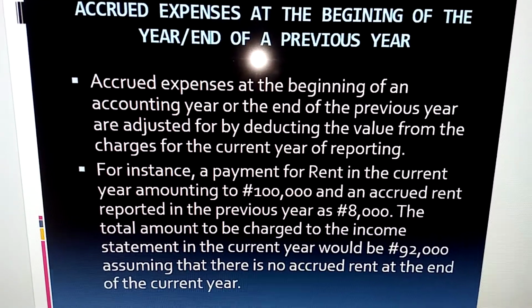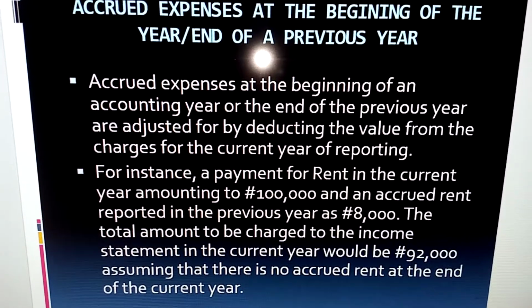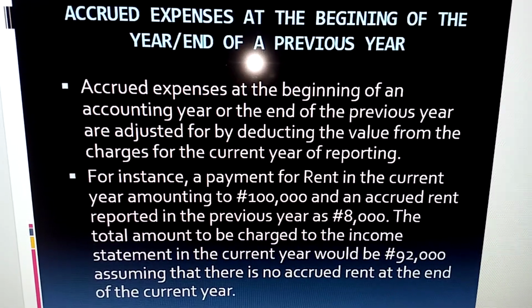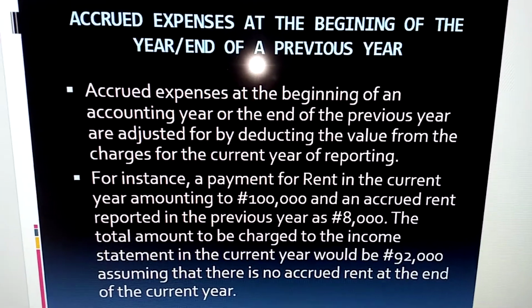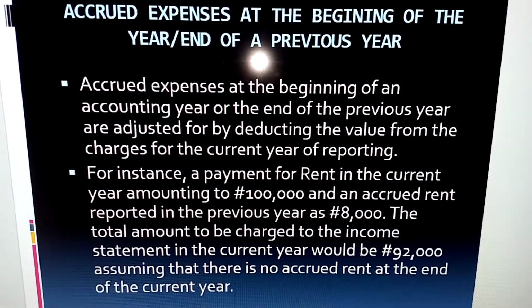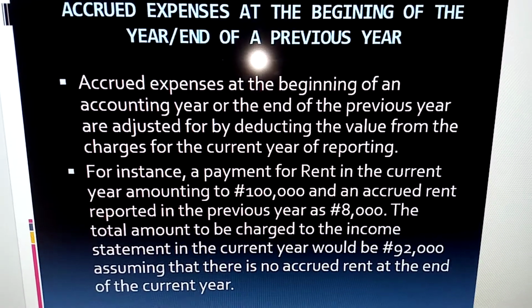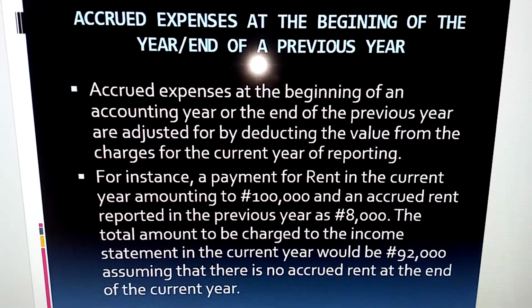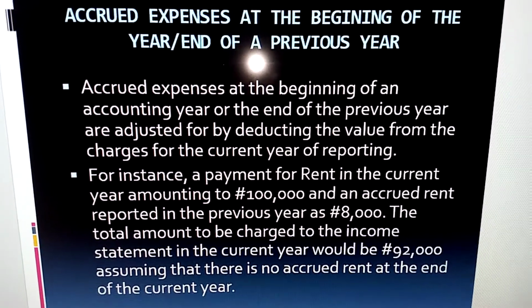Now, I've said that what you do when you have accruals at the beginning of the year is to deduct from the amount paid during the year. So it means that what you're going to charge to the income and expenditure, or your profit and loss for the year, is 100,000 minus what? 8,000, and that is 92,000.